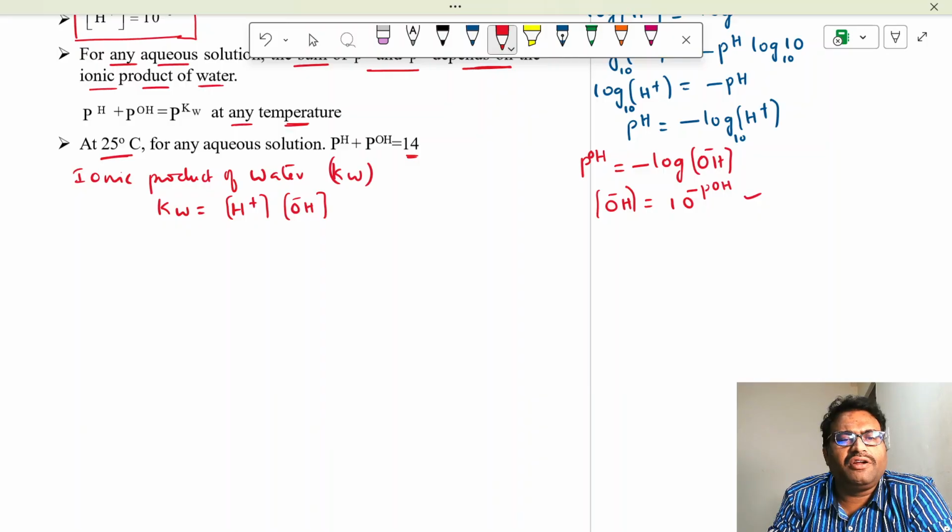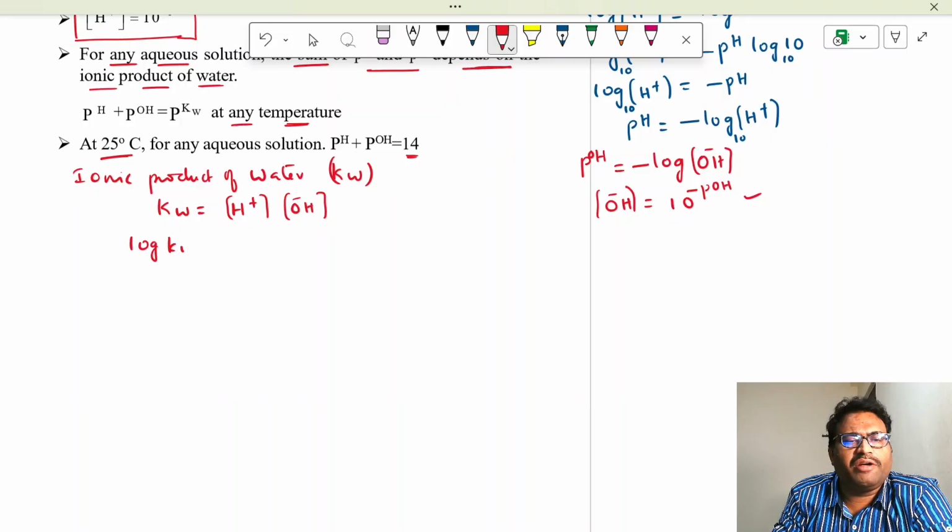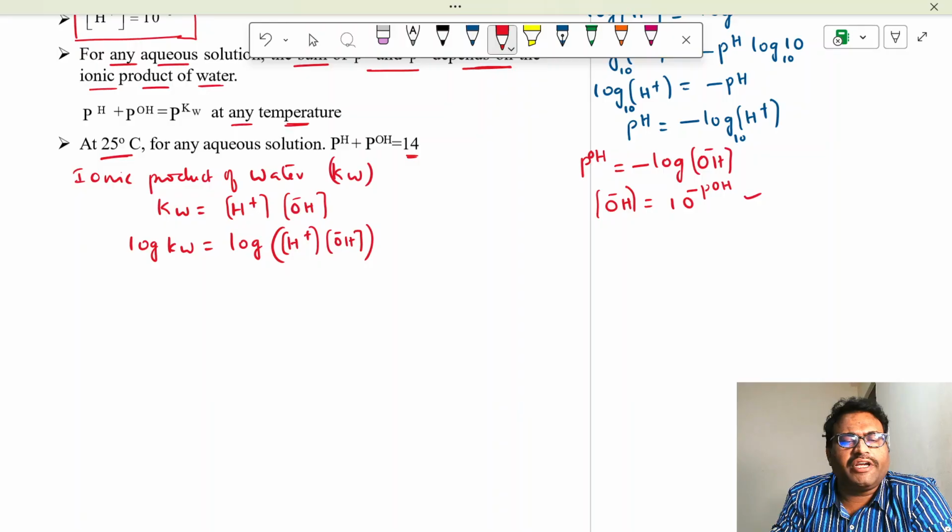Then take log on both sides. Log Kw is equal to log of H plus ion concentration into OH minus ion concentration. Log A into B is equal to log A plus log B. So I can write it as log H plus ion concentration plus log OH minus ion concentration. So this will be log Kw.